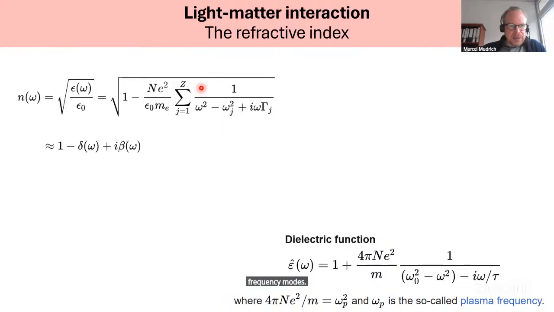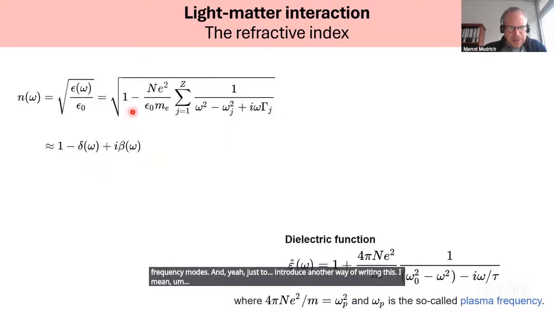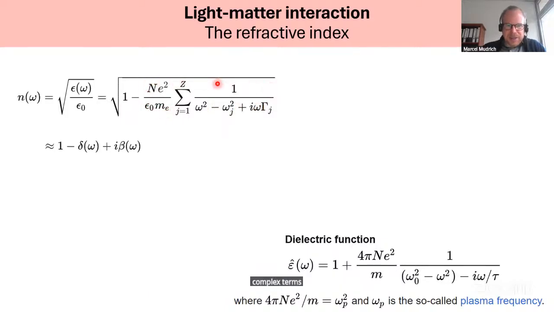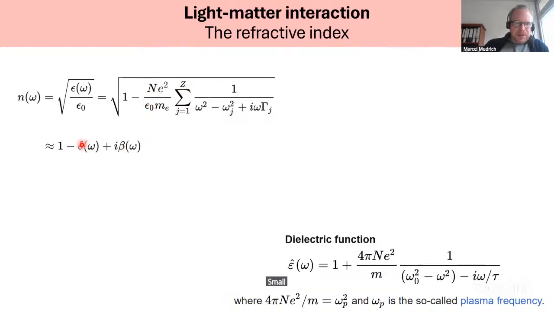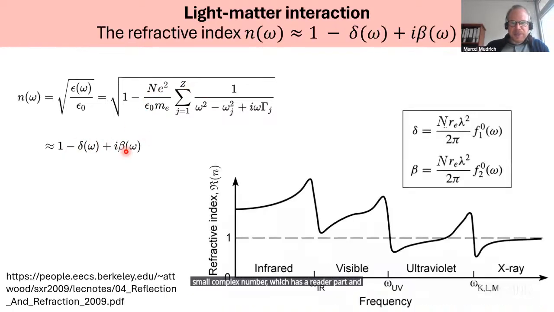And just to introduce another way of writing this, taking into account that the leading term is the unity, and then comes a minus and a sum over complex terms, but typically all that comes behind the minus is small. So we can approximate the square root function. Typically, we can linearly approximate it, and then we are just left with this small complex number, which has a real part and an imaginary part.